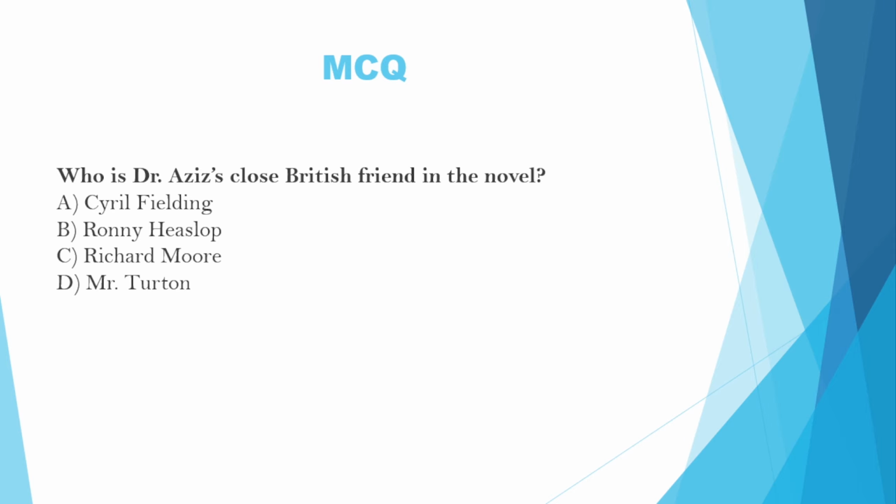Next question is, who is Dr. Aziz's close British friend in the novel? Option A Cyril Fielding, option B Ronnie Heaslop, option C Richard Morey, option D Mr. Turton. The correct answer is A, Cyril Fielding.